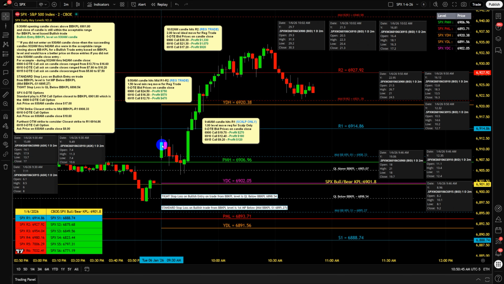As you can see, we have the bull bear key price level here, and this candle opened above the bull bear key price level, and most importantly, it closed above the bull bear key price level, and it closed within the acceptable range for taking a bullish trade off of the bull bear KPL level.